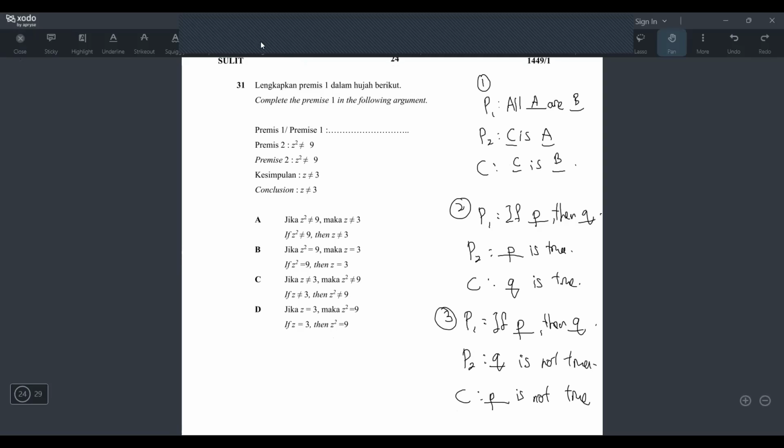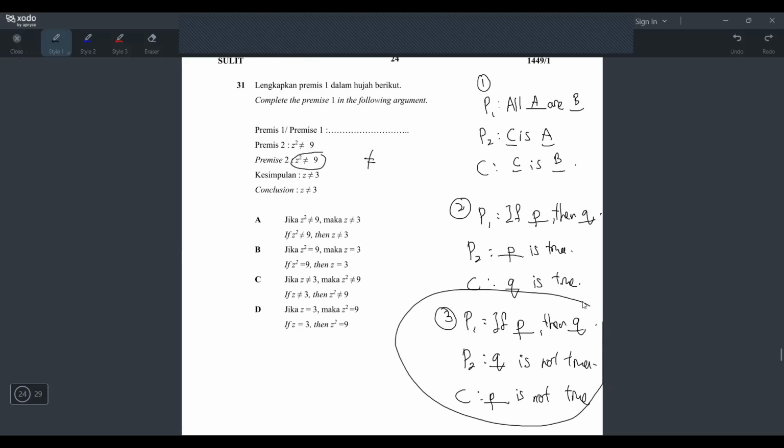But it's not hard to memorize. The first one: all A are B, C is A, C is B. The second: if P then Q, P is true, Q is true. The third: if P then Q, Q is not true, P is not true. So let's look at this question. If you look at premise 2, they have z square is not equals to 9. This symbol is not equal. So if we apply this format, it means this one has to be Q is not true.